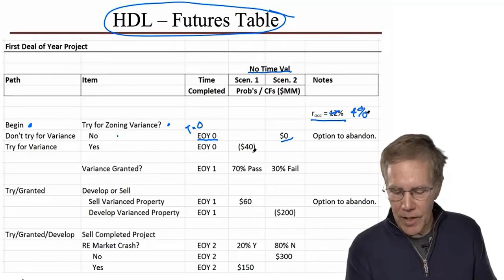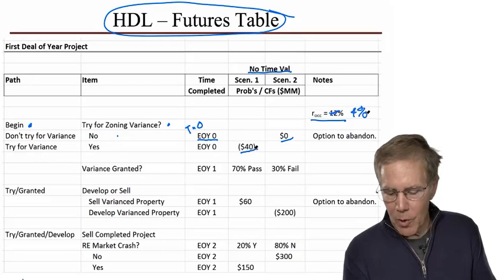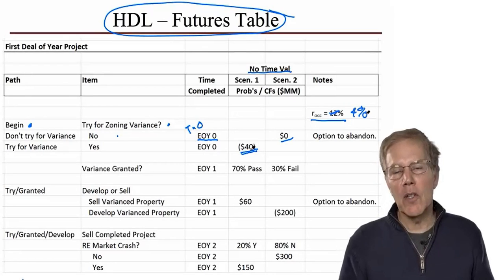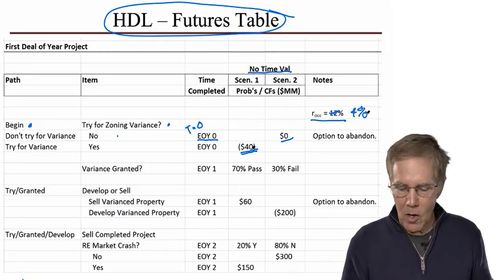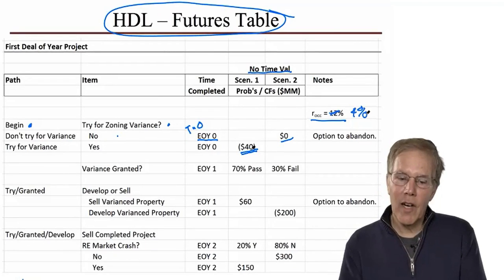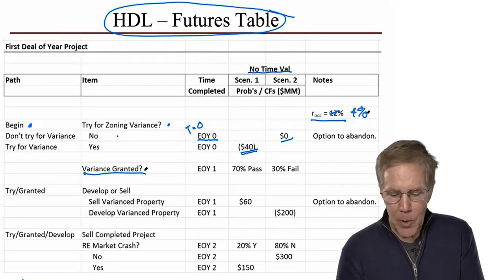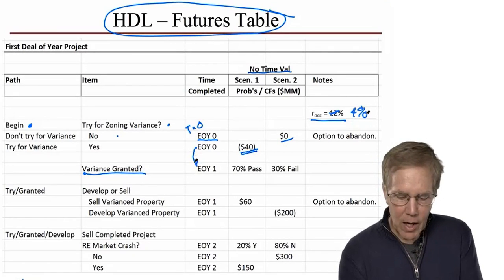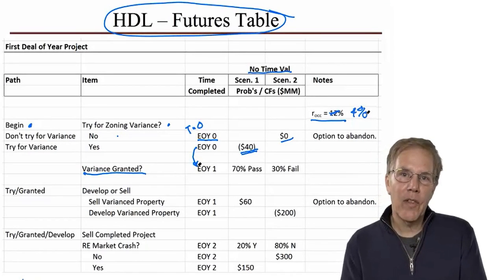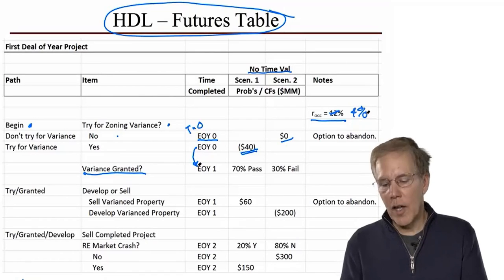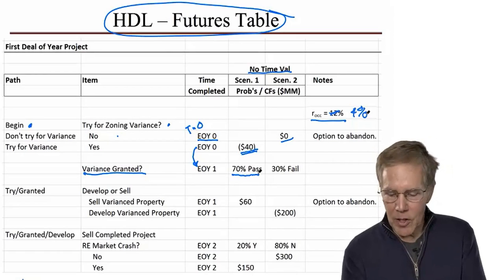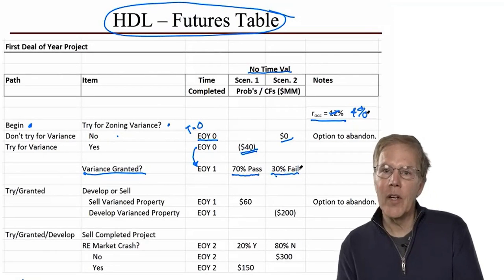If they try for a variance, they're going to have to spend $40,000 on this. That's what it's going to take to pay the lawyers, et cetera, get the land platted, all that junk, okay? And then what's going to happen? If they take that try-variance path, the variance may or may not be granted, and they think this is going to take about a year to do all the work on the variance and get a decision for it. They feel, based on their past experience and their knowledge of the local authorities, that they have about a 70% probability of getting a variance granted and a 30% probability that they're going to fail.